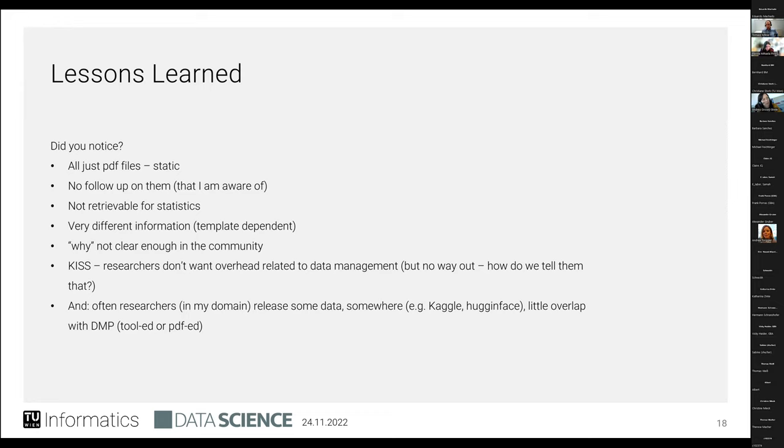And what I've also observed in my domain, machine learning, data science and so on, is that researchers just release the data somewhere. I took a screenshot from Kaggle or Hugging Face. They have their own area for data sets. And if you look there, there is some kind of structure in how these data sets are released, and you can even search through them. But there is no data management plan behind them.